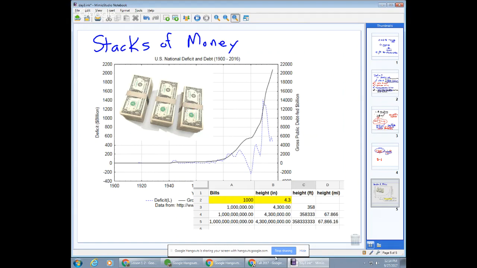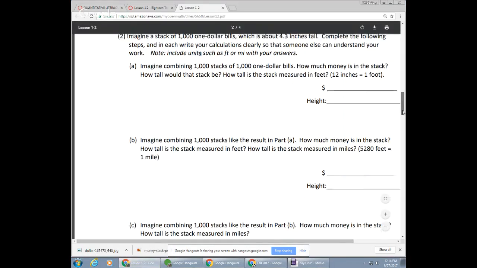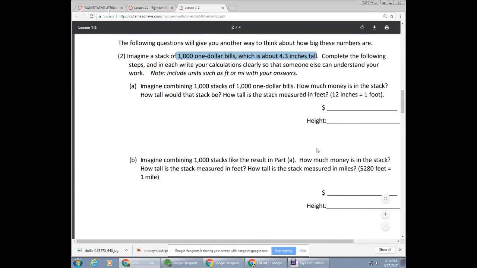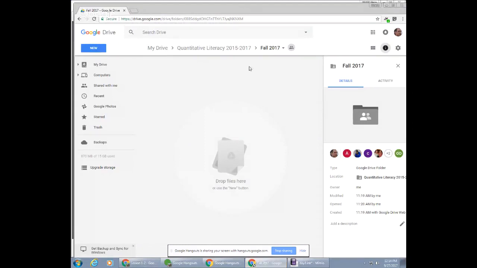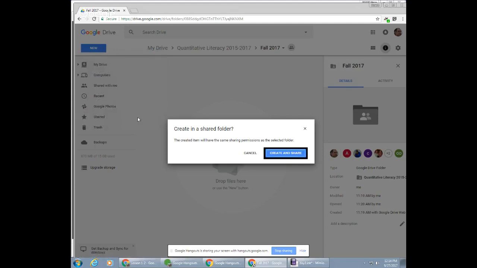So we're given some information to start this off in our worksheet that, let's scroll this a little, 1,000 $1 bills is about 4.3 inches tall. And so let's take that into a new spreadsheet. So I'm going to use Google Sheets. So I'm in a good place to store this file, my quantitative literacy fall 2011. So I hope you have a good place to store files.